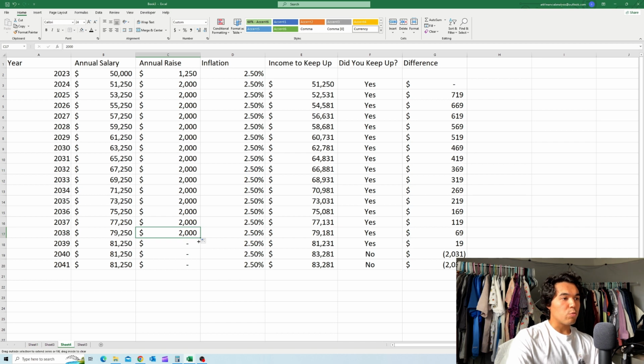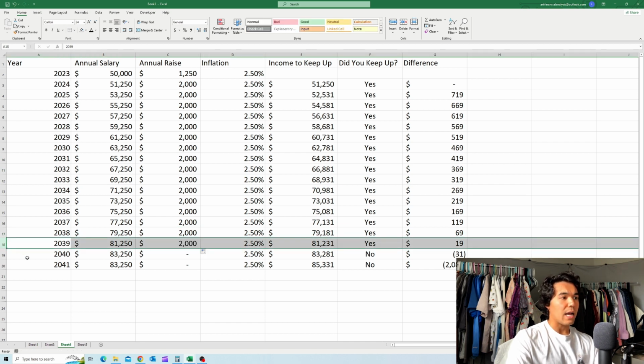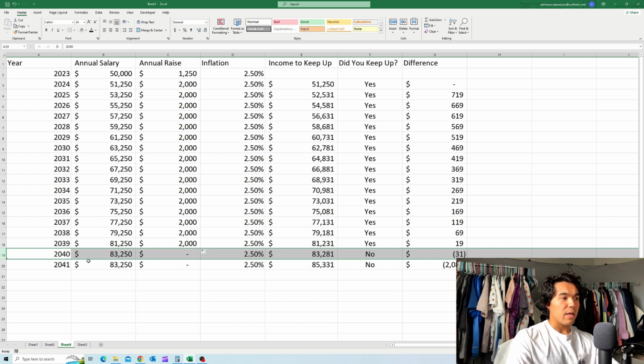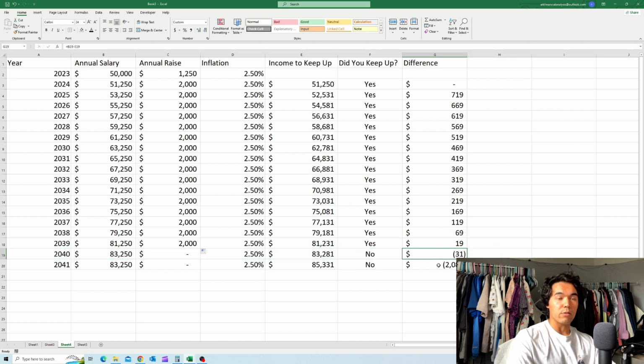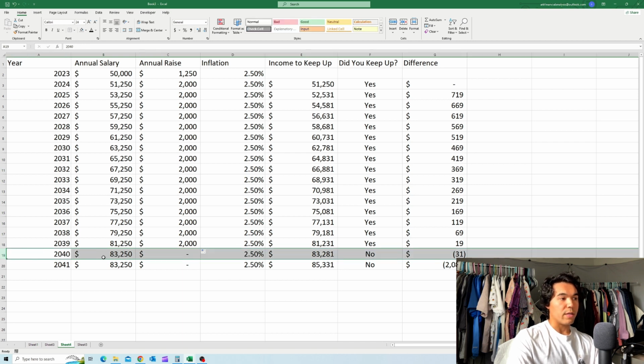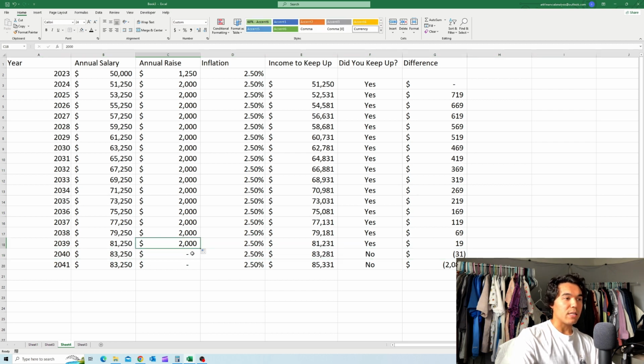So if we go two more years, so now we are in the year 2039 or 2040, pardon me. He would finally be on track to lose to inflation, right? As we can see here, that's negative $31. So he lost to the inflation for the previous year by $31, and that's reflected here as well, where his guaranteed salary from his employer, right? He was at 81,000. They said, hey, here's another $2,000 on your salary. You're at 83. He should be at 83,281, and he is just shy at 83,250.